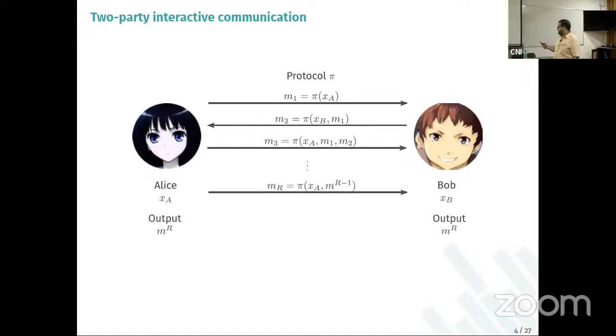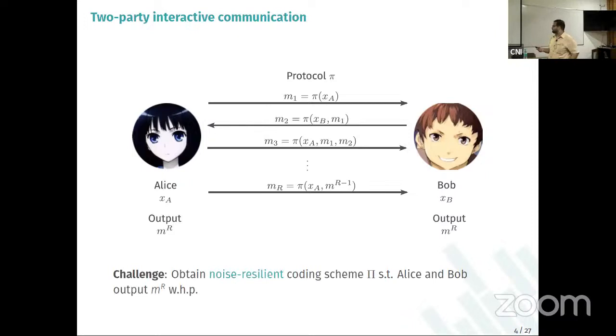Okay. So the output of the protocol is the set of messages that were exchanged, which we also refer to as the transcript of the protocol. Now all of this works out fine as long as there is no noise. Whatever Alice is sending, Bob is receiving, whatever Bob is sending, Alice is receiving. And the main goal for today's talk is: what happens if there is noise? In other words, can we obtain some kind of a noise resilient coding scheme such that Alice and Bob can recover the transcripts with high probability? So let's formalize what I mean by a noise resilient coding scheme.